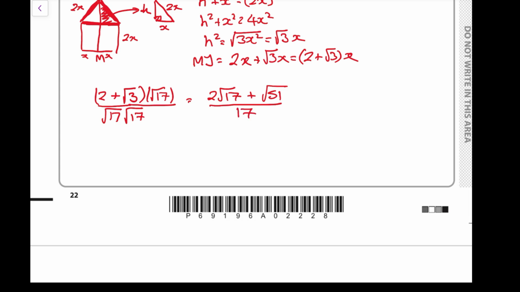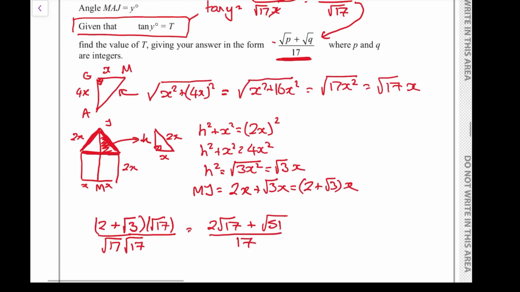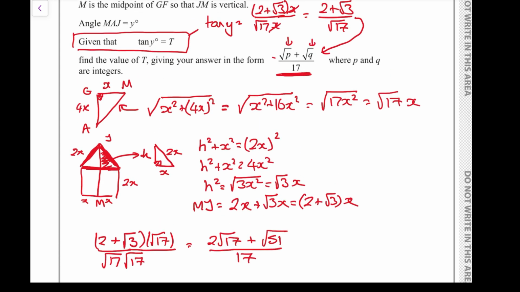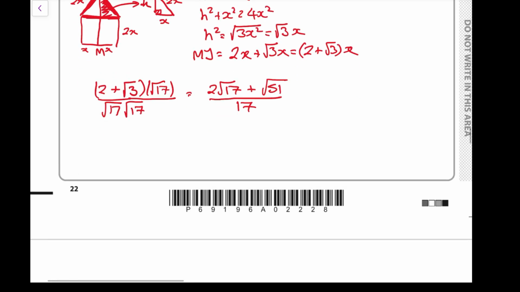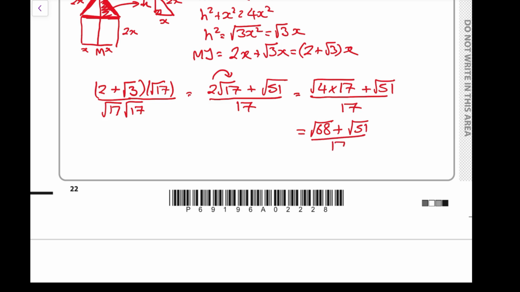This is looking a lot more like the answer. The problem is the answer has numbers inside and no numbers outside the surd. So I need to put this 2 inside. Well, if you think about it, 2 is the same as the square root of 4. So if I want to put this inside, that's going to be the same as 4 times 17 square rooted plus the square root of 51, divided by 17. And 4 times 17 is going to be 68. And so it's going to be the square root of 68 plus the square root of 51, all divided by 17. And that is indeed the correct answer.